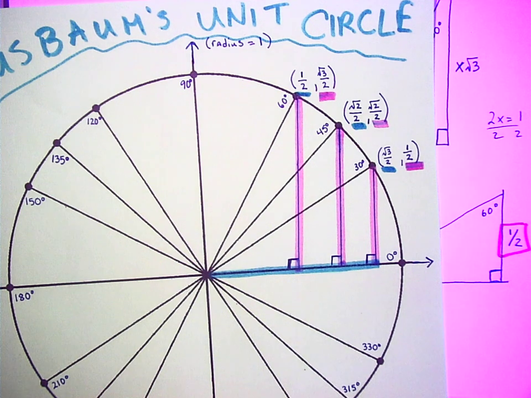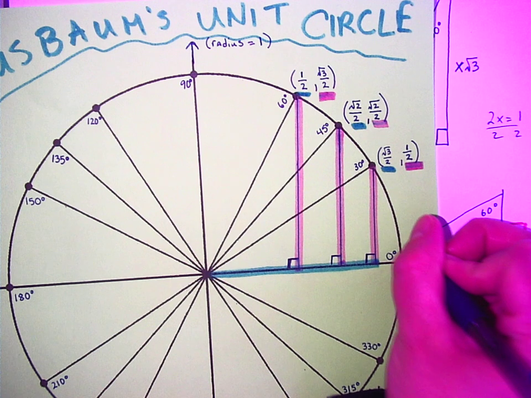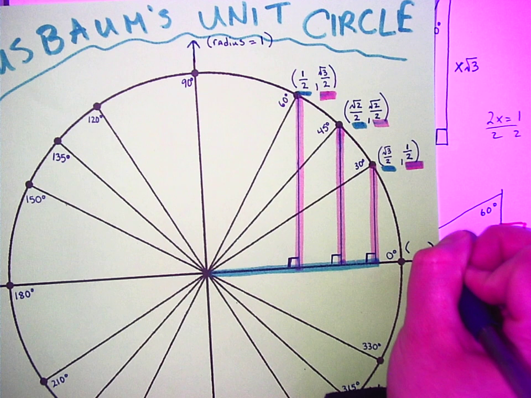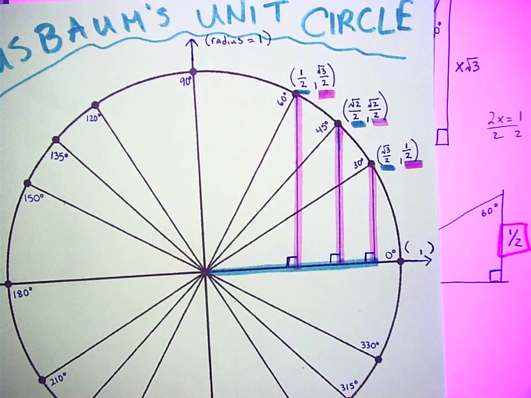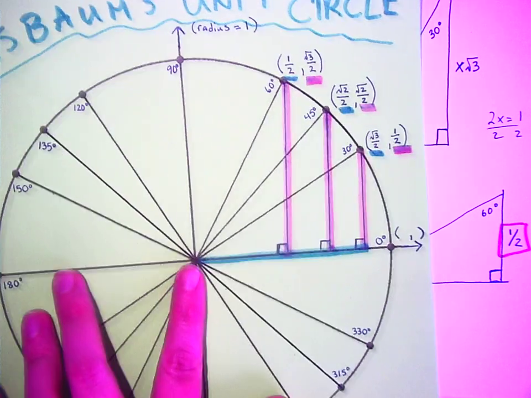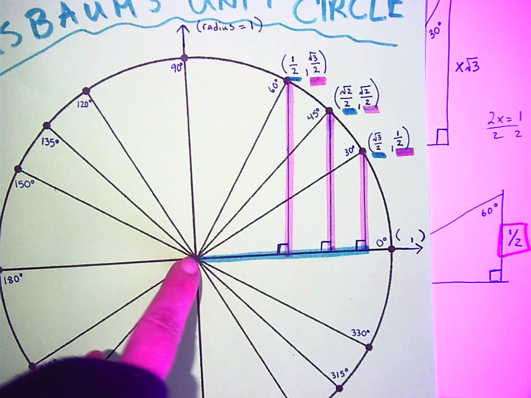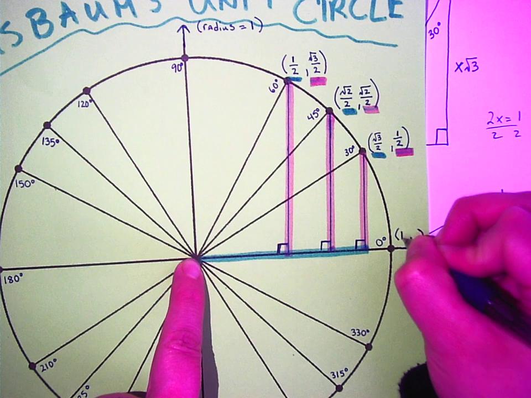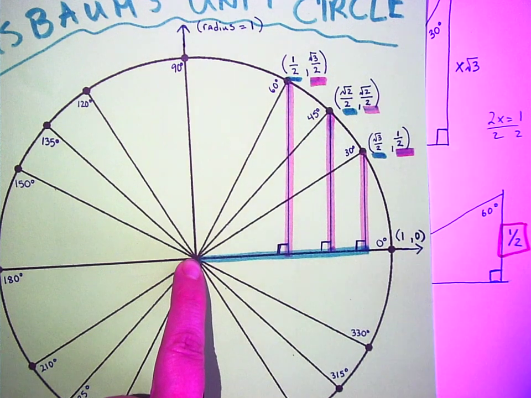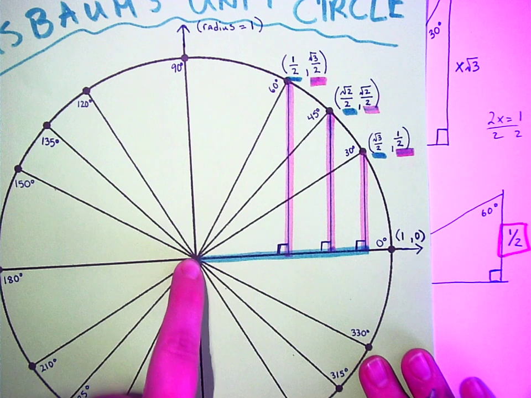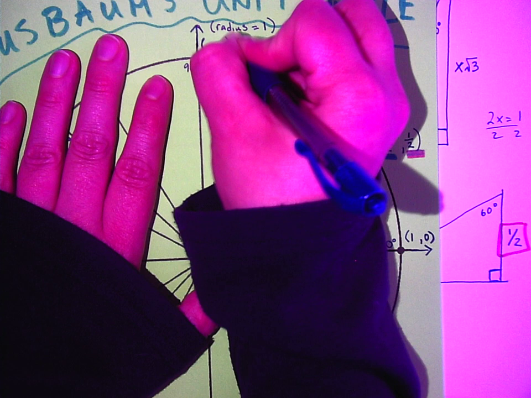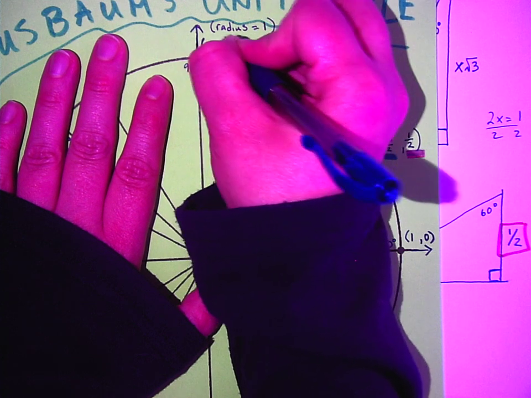All right, so next. What is this point right here? 0, 1. Do you guys remember 1, 0 or 0, 1? 1, 0. Where's 0, 0? Right there. Right in the middle of the cat butt. That's 0, 0. And this one is 1, 0. How about this one up here? 0, 1.